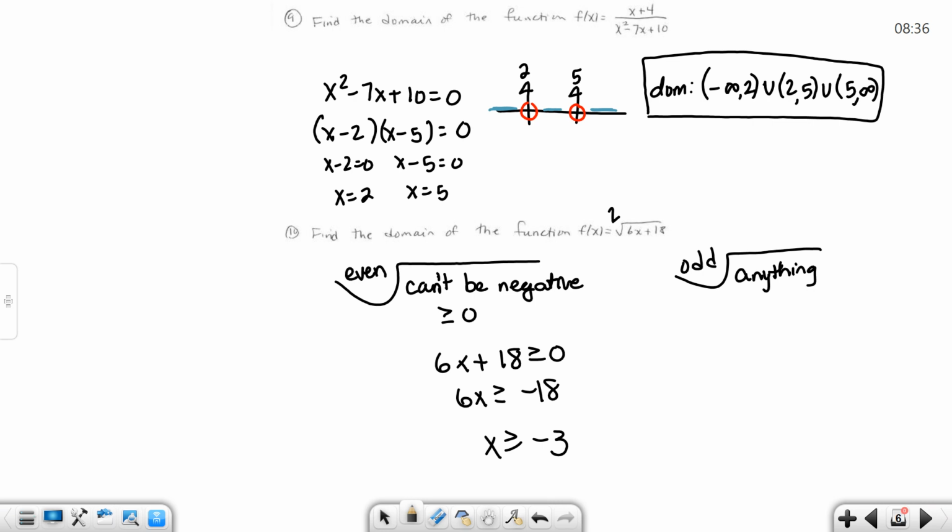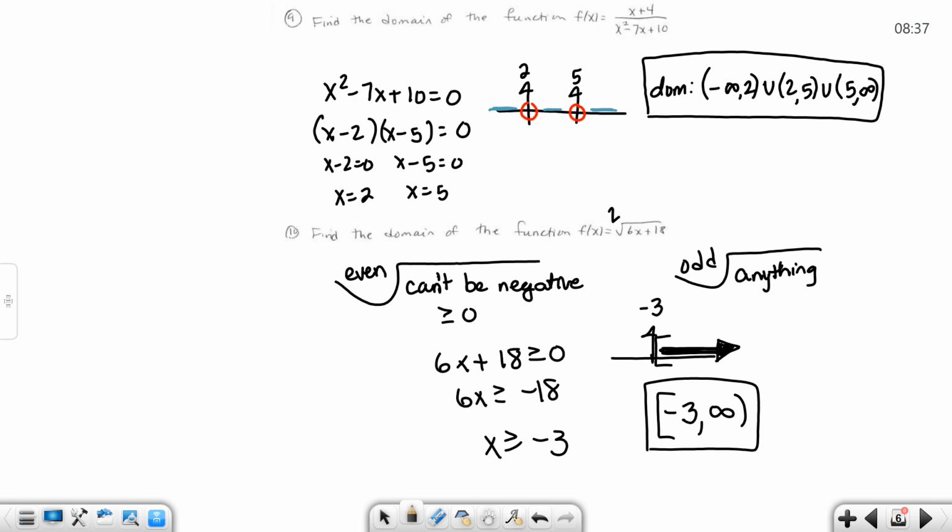Now that's our domain, but we want to write that answer in interval notation. So if you need the number line to help you get it, draw your number line. There's our number negative 3. X's have to be greater than. That tells us to shade to the right, or equal to, and that tells us to use a bracket. The bracket says you can touch the number, okay? So in interval notation, we're starting our x's at the negative 3, including the negative 3, and everything shaded to the right we call positive infinity.